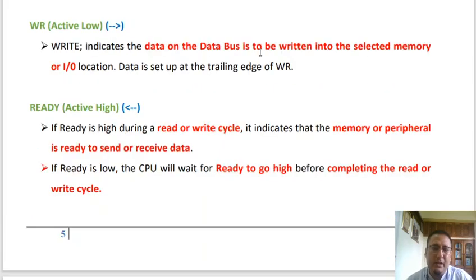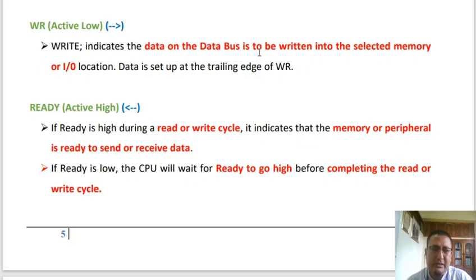Now ready. Ready is an active high signal which indicates that the memory or peripheral device is ready to receive or send data. Again, I'll repeat it. Ready is an active high signal that indicates that the peripheral device or memory device is ready to send or receive data. Ready has to be high during a read or write cycle, because only then can we perform the read or write operation.